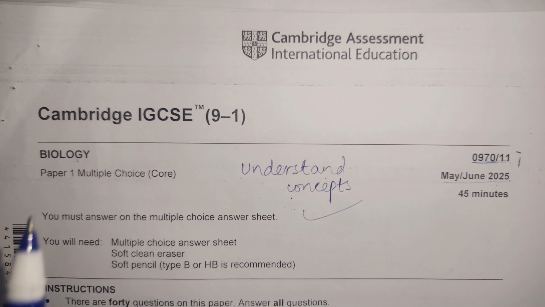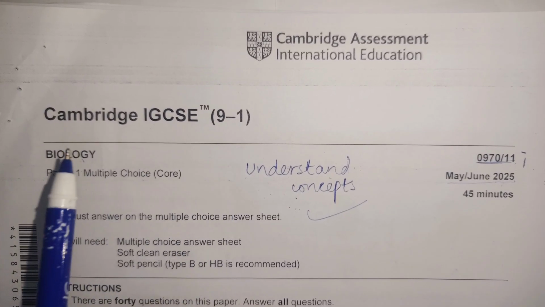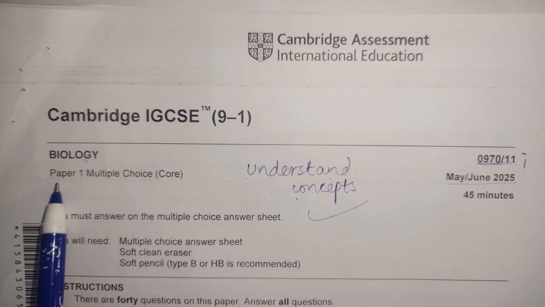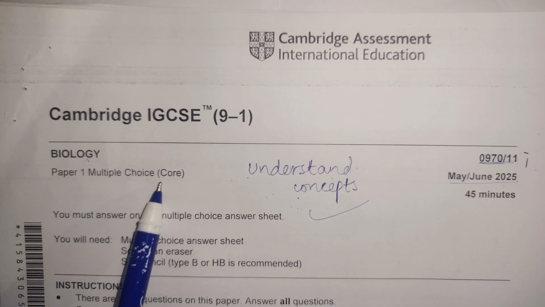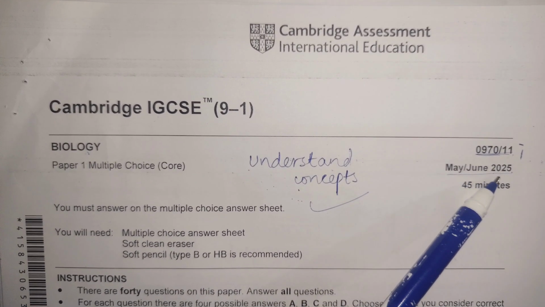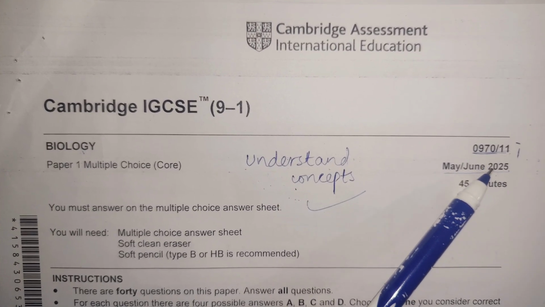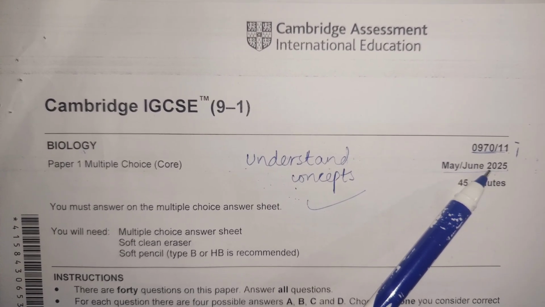We are learning Cambridge IGCSE grading 9 to 1 Biology Paper 1 multiple choice code. We have this code and we have the May-June 2025 paper. Please verify the code before we proceed.